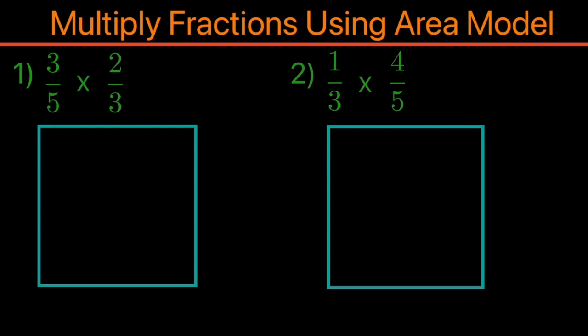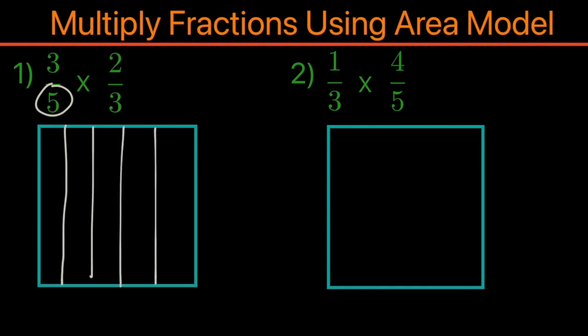So we'll first look at the first fraction, 3/5. The denominator is 5, which means that we're going to separate 5 sections horizontally. So that's 1, 2, 3, 4. And so you see there's a total of 5 sections that I just created. Then we're going to look at the numerator is 3. This means that we need to shade 3 out of the 5 sections that we've just created.